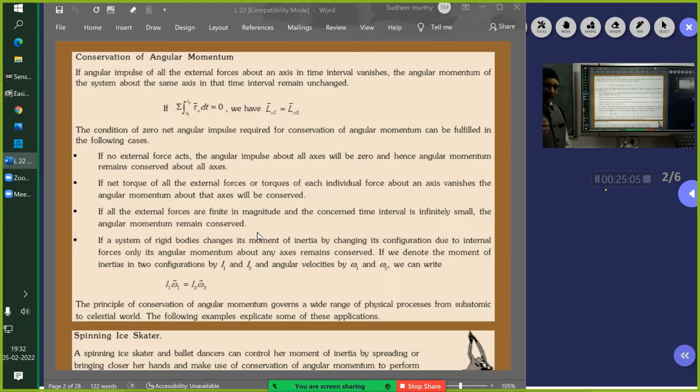However small the moment of inertia is, moment of inertia is moment of inertia. So changes cannot take place instantaneously, just like in linear cases, dv by dt cannot change in zero time. So dp by dt cannot change in zero time. dL by dt cannot change in zero time.